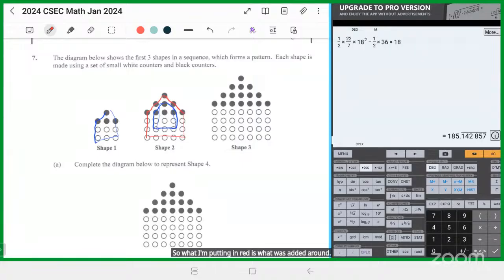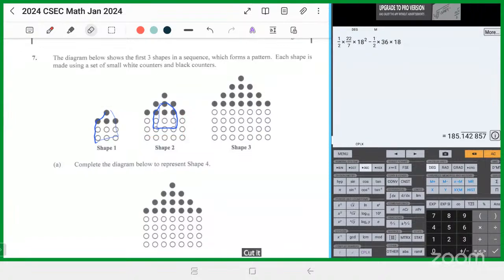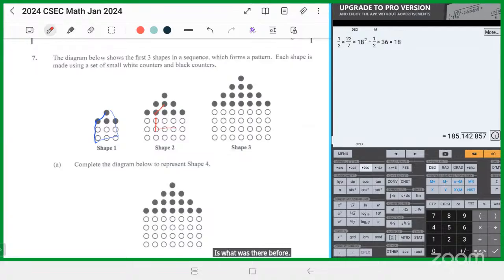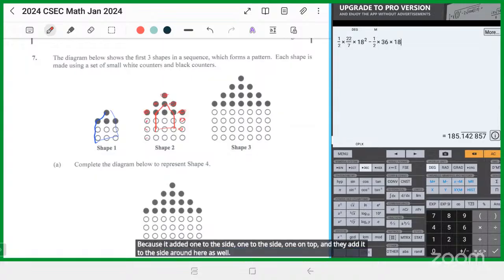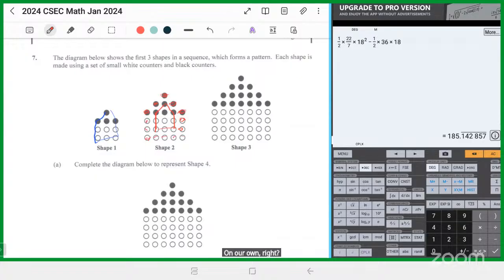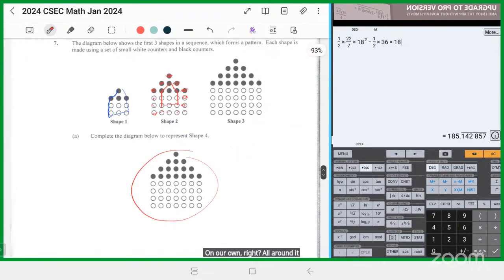So basically, if you look at it this way, this is what was there before. You can say they added one to the side, one to the side, one on top, and then one to the side around here as well. All around it, right? So this is the next shape. We need to do the same thing.